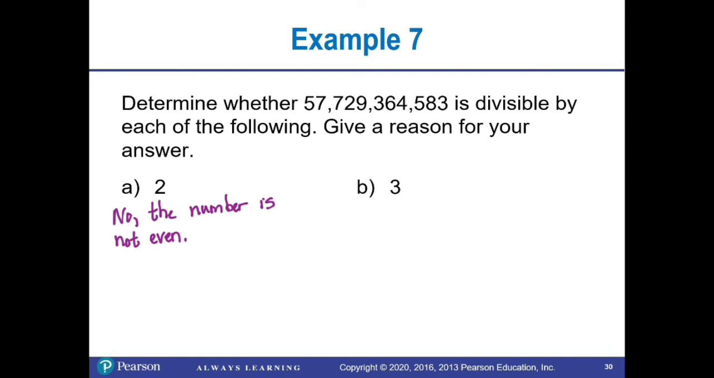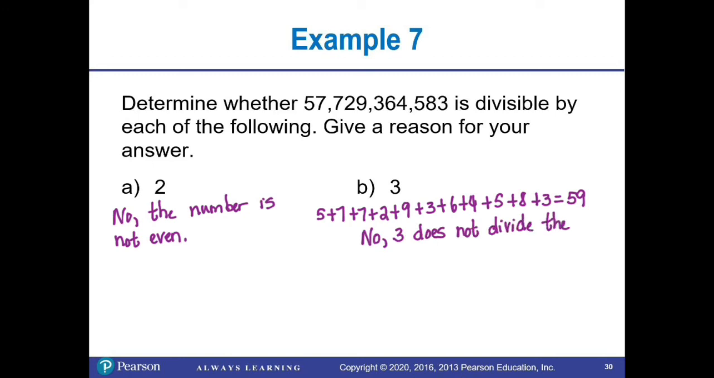Part B, is the number divisible by 3? Well, if the number is divisible by 3, then the sum of the digits is divisible by 3. So I'm going to add all of those digits together. When I add all of those digits, I get 59. 3 does not divide 59, and so 3 does not divide our number.